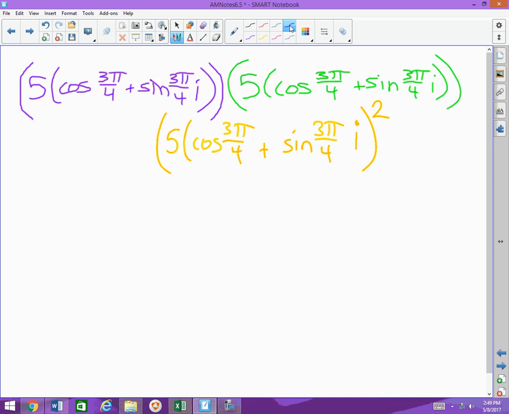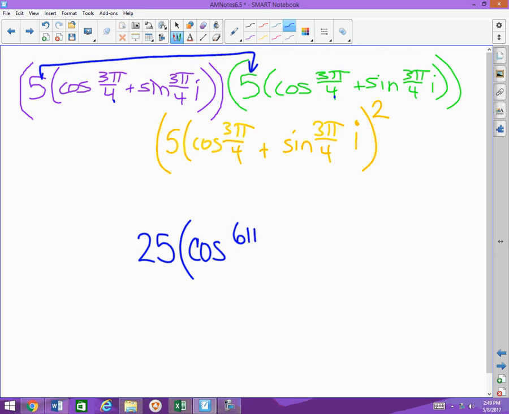Also, by rules of multiplying, you take 5 times 5, which is 25. And then we are to add the angles together. So it would be the cosine of 6 pi over 4 plus sine of 6 pi over 4 I. And 6 pi over 4 is the same as 3 pi over 2.